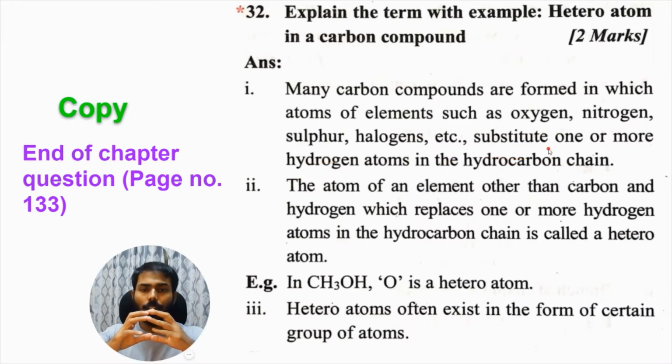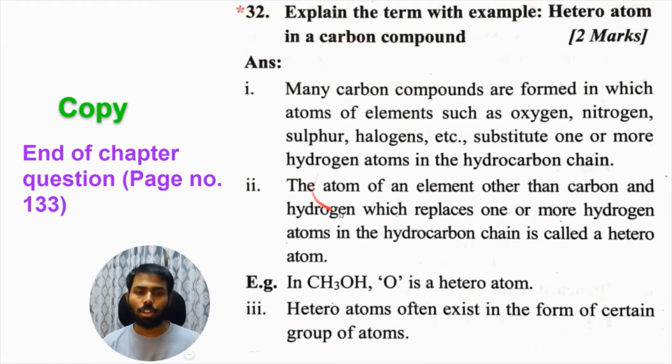So अगर hydrocarbons का एक molecule है उसमें से एक hydrogen निकाल के ये दूसरे elements आ जाते हैं. कौन से दूसरे elements? Oxygen, nitrogen, sulfur, halogens, etc. So उन्हें हम heteroatoms बोलते हैं. Okay, so the atom of an element other than carbon and hydrogen, which replaces one or more hydrogen atoms in hydrocarbon chain, is called as a heteroatom. So this is your definition of heteroatom.